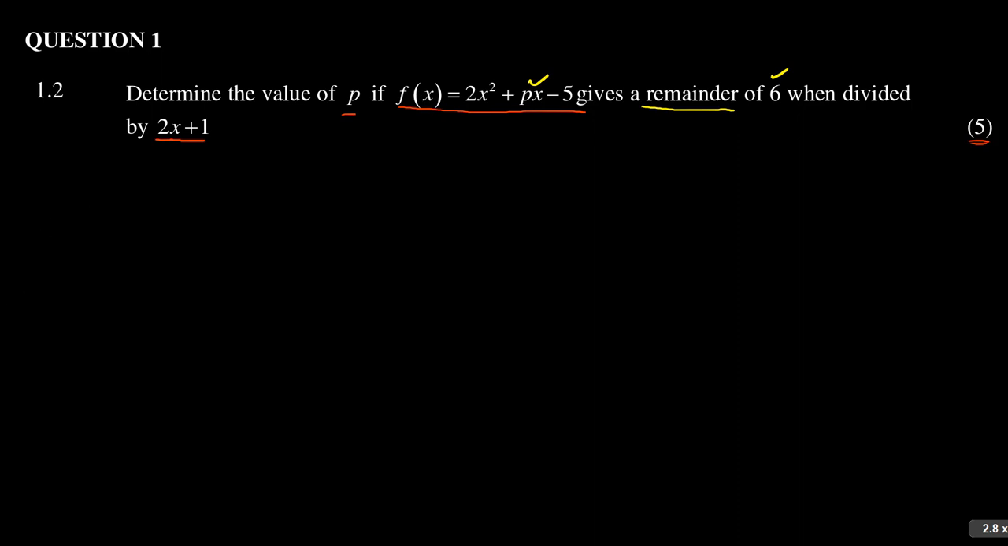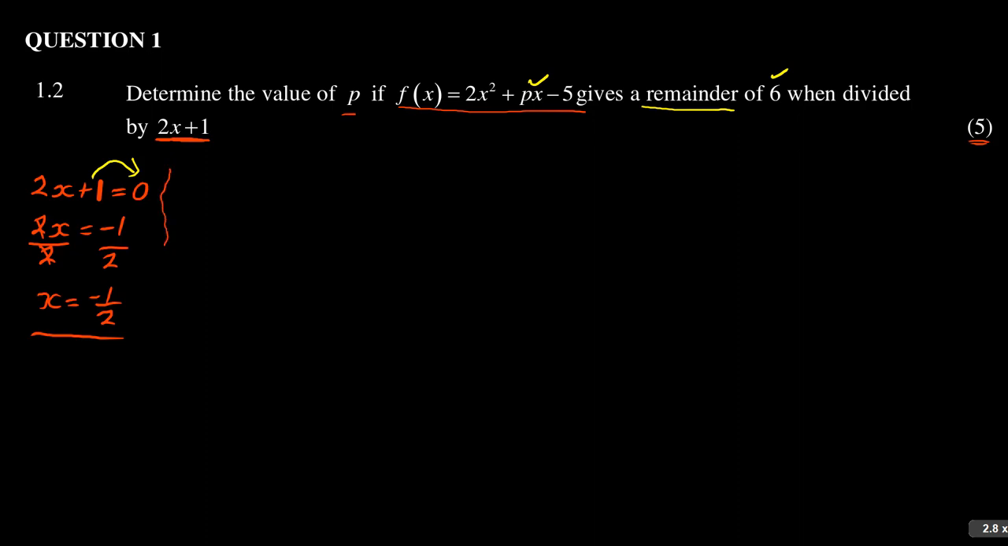So the first quicker way is for you to focus on this remainder of 2x plus 1. So you equate 2x plus 1 to 0, and then you solve for x. The 1 jumps to the other side, so you're going to have 2x is equal to negative 1. Then you divide both sides by 2, then you're going to have x is equal to negative half. They will give you a mark for this step. So you are now having x is equal to negative half.